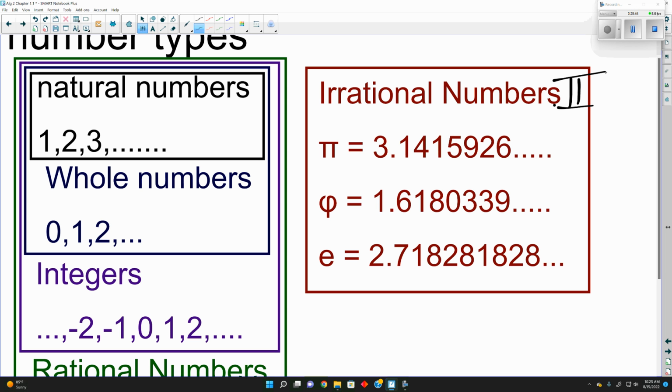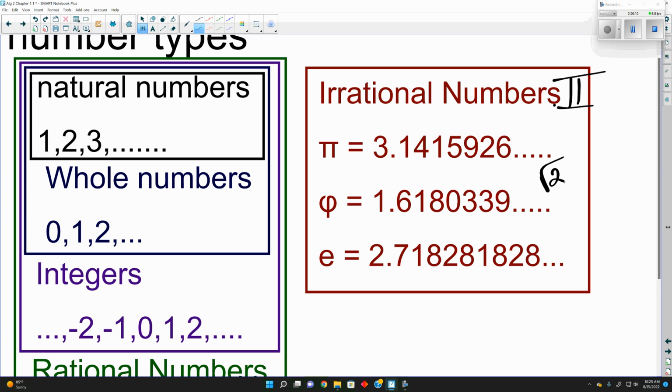Irrational, yes. The main key concept with irrational numbers is that they are numbers that cannot be written as a fraction, and most all of them are non-repeating, non-terminating decimals. So another one that we could have is the square root of 2, an irrational number. Or any radical that does not reduce is going to be considered an irrational number.